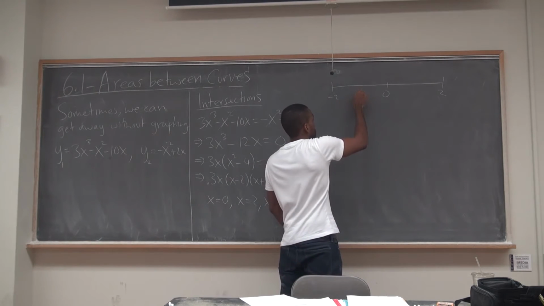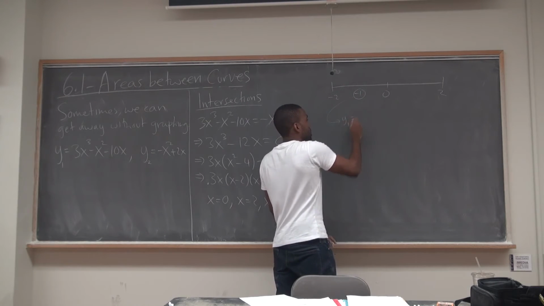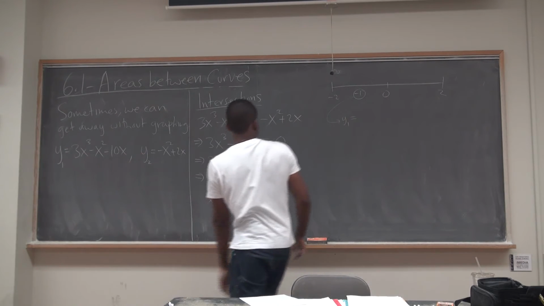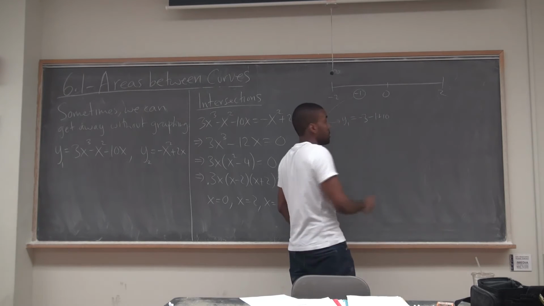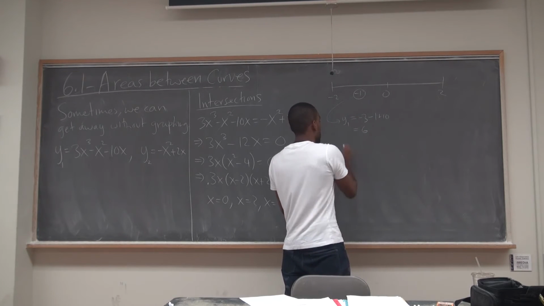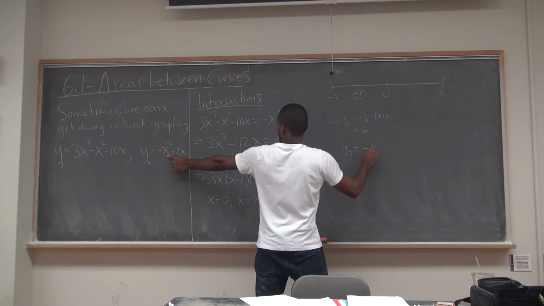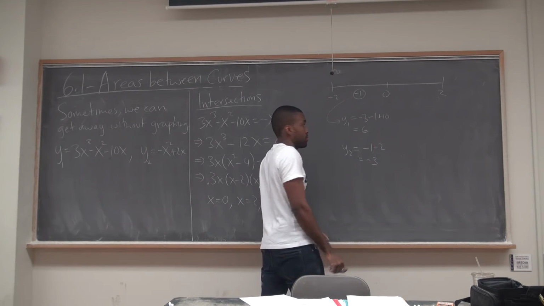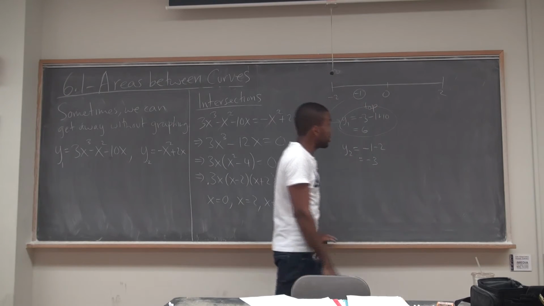So I can test a number here like minus 1, and then figure out what y1 gives me if the x value is minus 1. So I'm going to plug in minus 1 here. It'll give me minus 3, minus 1, plus 10, right? That'll actually give me 6. For y2, if I plug in minus 1, it's going to give me minus 1, minus 2, which is minus 3. Right? So this guy here is the top. It gives me the bigger y value.